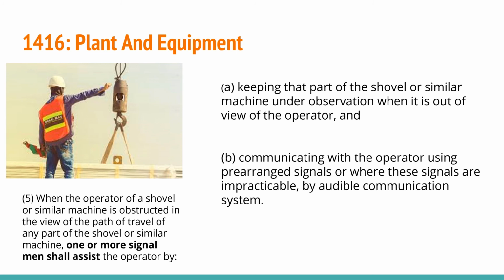Number 5. When the operator of a shovel or similar machine is obstructed in the view of the path of travel of any part of the shovel or similar machine, one or more signalmen shall assist the operator by keeping the part of the shovel or similar machine under observation when it is out of view of the operator, and also communicating with the operator using pre-arranged signals.